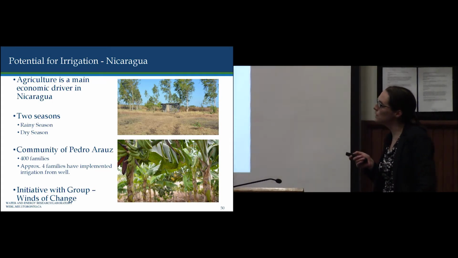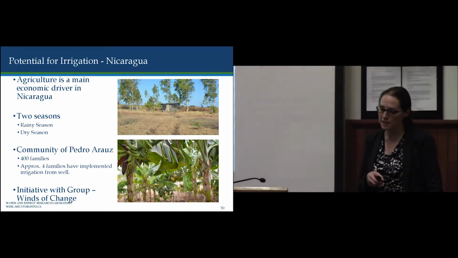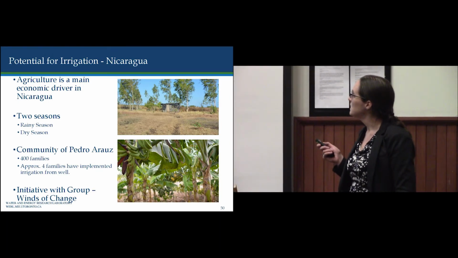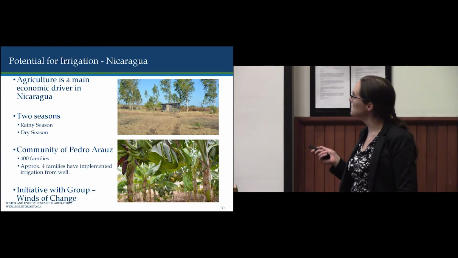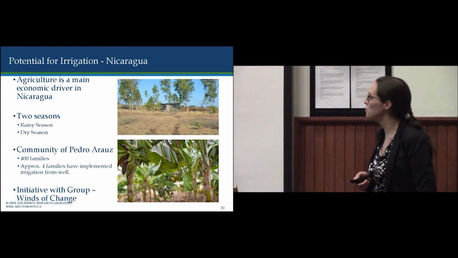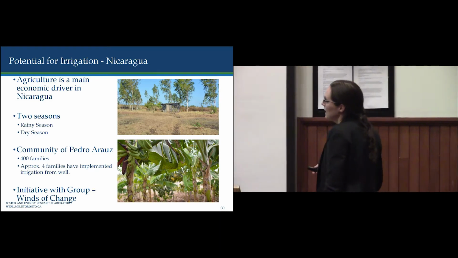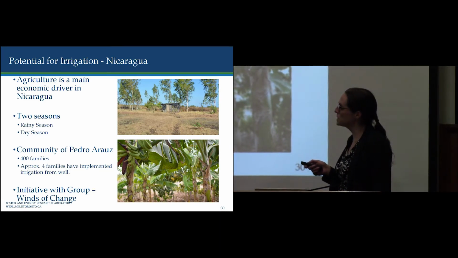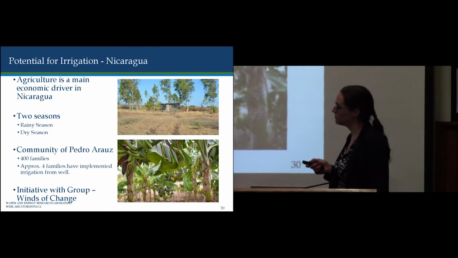And as I mentioned before, there's two seasons in Nicaragua. One is the dry season, the other is a rainy season. Dry season looks like this. Grass is all brown. And then in this particular project, we're working with this small community of Pedro Arauz.